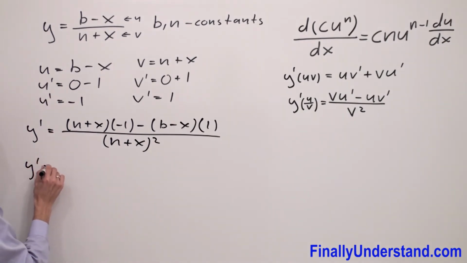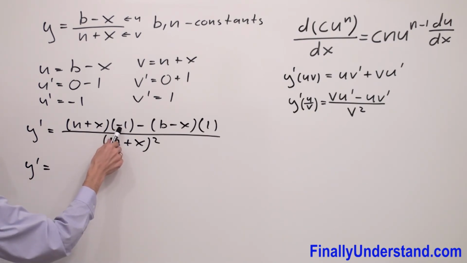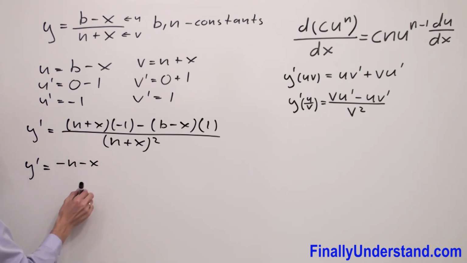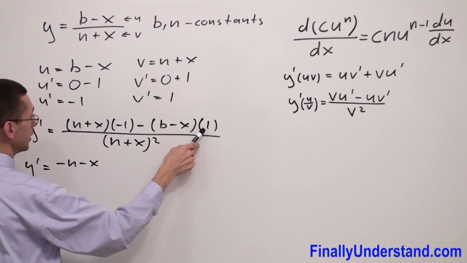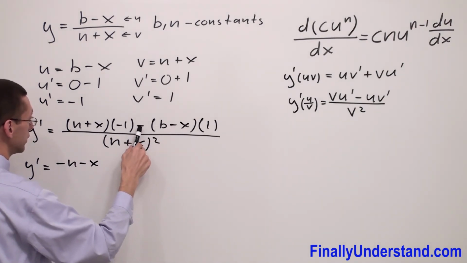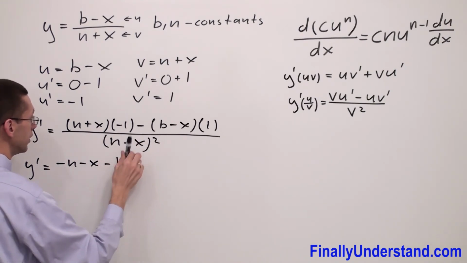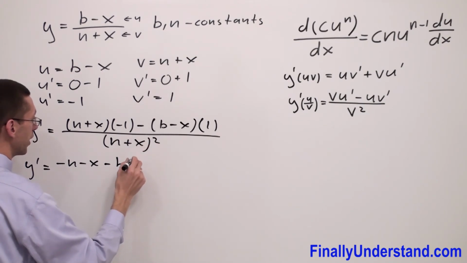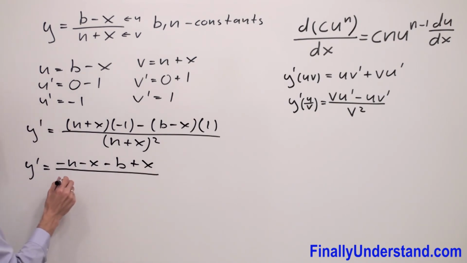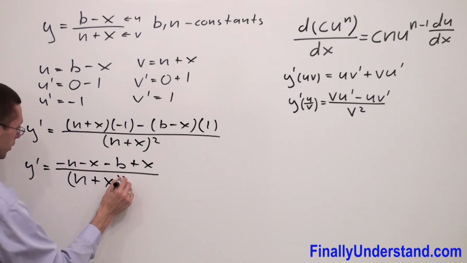Now let's organize the numerator. So if y prime is equal, I'm going to distribute this negative 1 into the parentheses. I'm going to have negative n, negative x, and 1 times b minus x is b minus x, so negative times b is negative b. Negative times negative will give me positive, so I have positive x over n plus x to the second power.